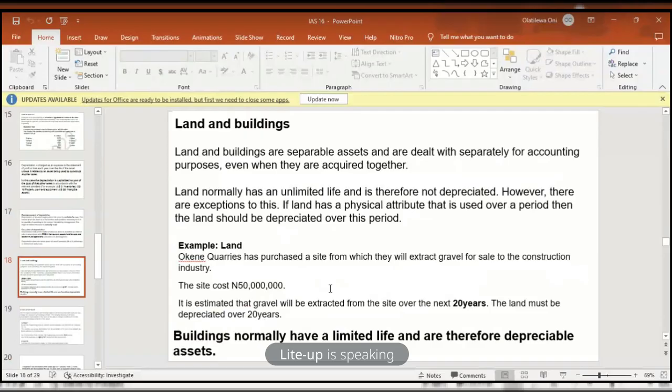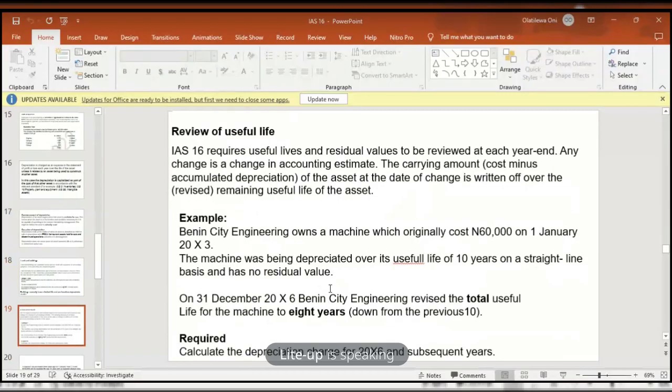So we now finally say buildings normally have a limited life, and so they are depreciable assets. Buildings are depreciable assets. They depreciate. So we go on to talk about the review of useful life.